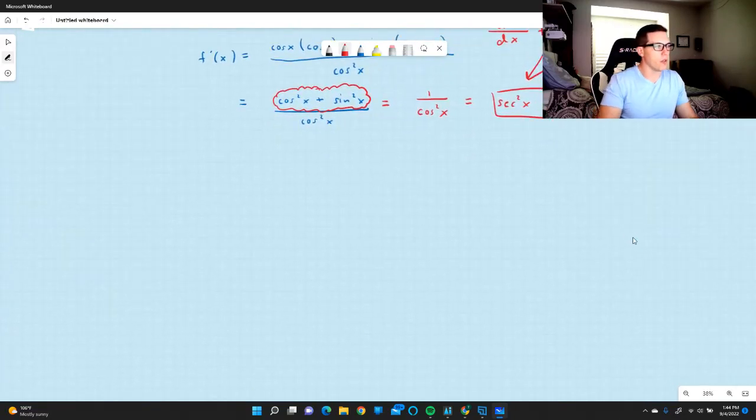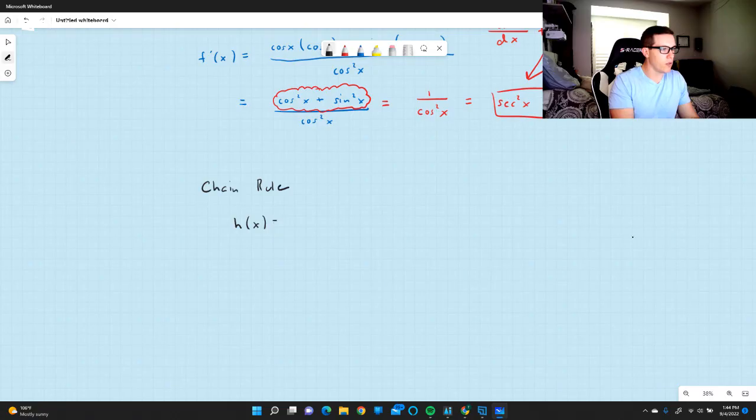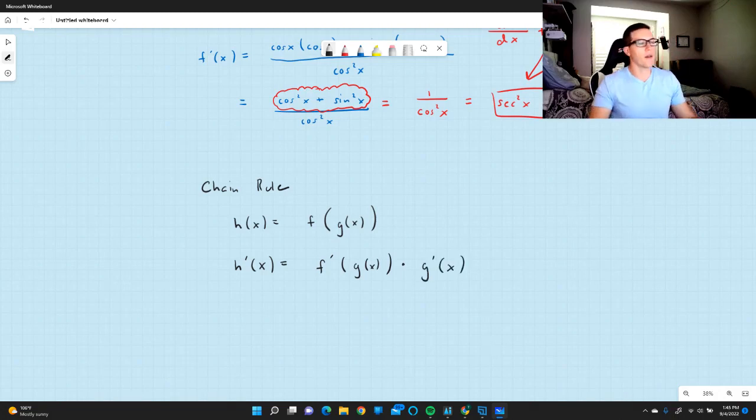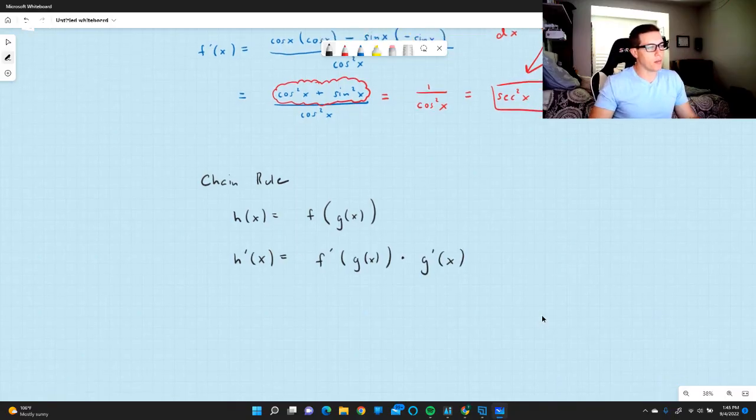All right, the last rule is the chain rule. This one pops up a ton. So something like this. If you have a function, h of x, which is the composition of functions. In other words, you have a function plugged into another function. How does the derivative of this work? The derivative of this is the derivative of the outside function, keeping the inside function the same, times the derivative of the inside function. That's the chain rule. This is the one that pops up probably the most.